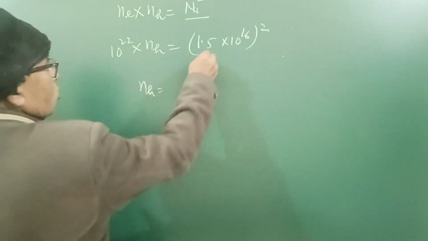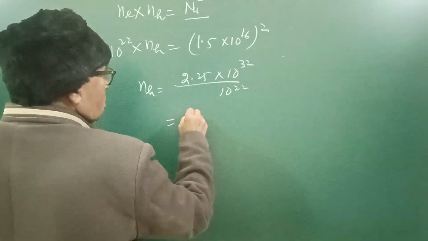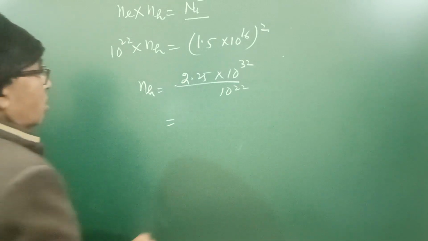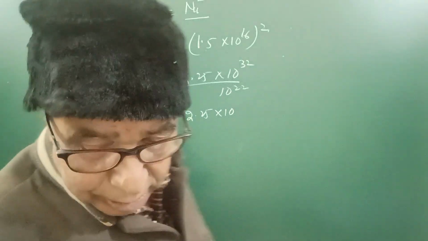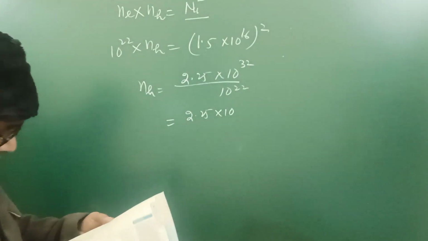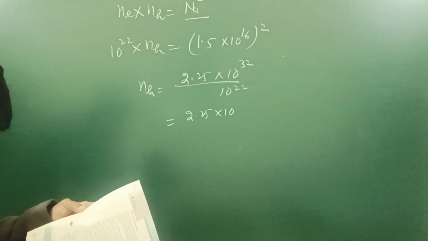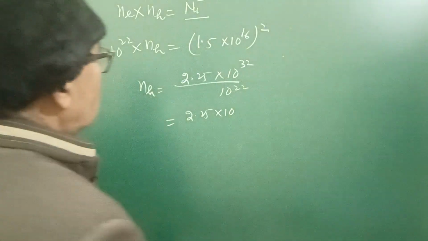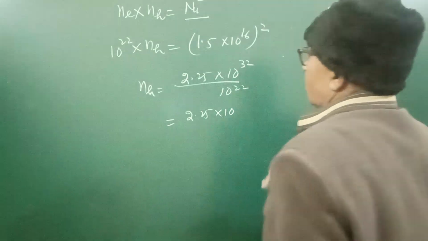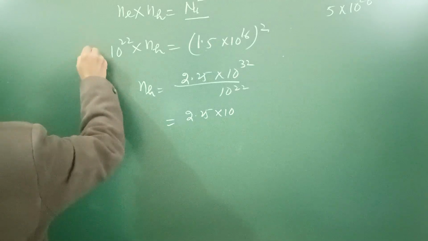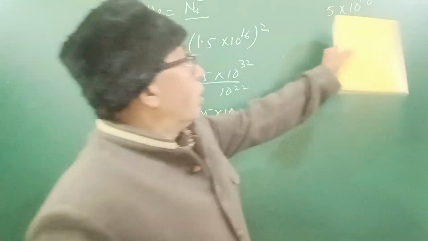So Nh is the square of this, 2.25 into 10 to the power 32, upon 10 to the power 22. So it is 2.25 into 10 to the power, how much is it? Something went wrong with the data. What went wrong? The number is not right. Oh yes, sorry, everything went wrong. It was 5 into 10 to the power 28, the number of silicon atoms. So it will be 5 into this. Sorry, the number of silicon atoms per meter cube is 5 into 10 to the power 28 per meter cube.